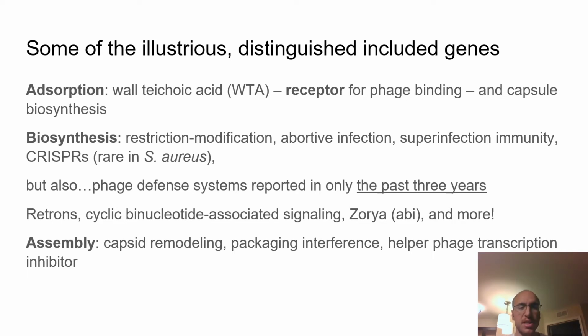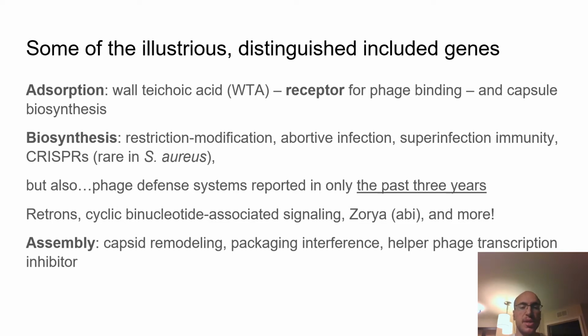As far as biosynthesis genes, I've included not only restriction modification, abortive infection, superinfection immunity, and CRISPR systems that have all been previously identified in the species, but also those that haven't. Phage defense systems only reported in the past 3 years, such as retrons, cyclic binucleotide associated antiphage signaling systems, the Zorya system, which is a novel type of abortive infection system, and many more.